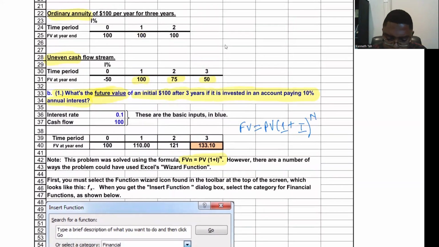All right, let's look at this problem one more time. What is the future value? Future value is what we want to calculate of an initial $100. So the present value is $100.